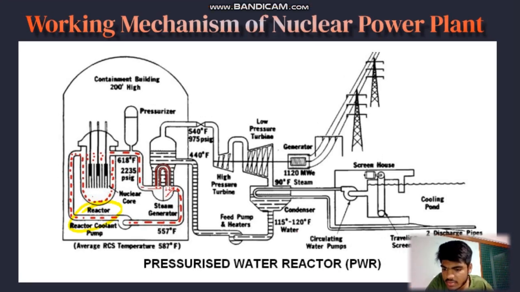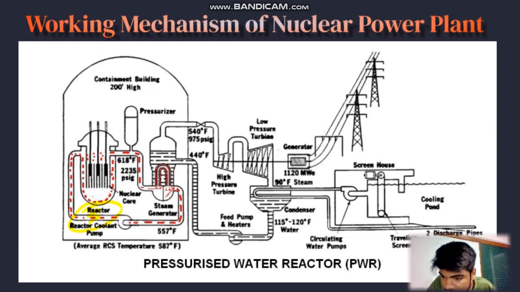Yes, so let's discuss this reactor part. The reactor is the heart of the nuclear power plant. It contains the core made up of nuclear fuel, usually enriched uranium or plutonium. Within the core, controlled nuclear reactions occur, releasing a tremendous amount of heat energy. So the main part of the power plant we can say is the reactor, which consists of the fuels which are required for this generation.